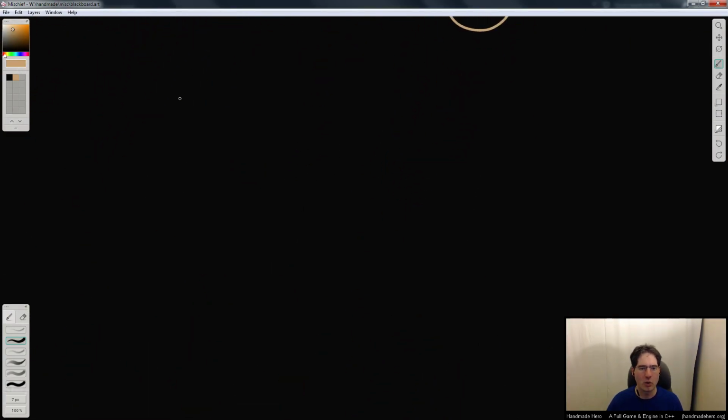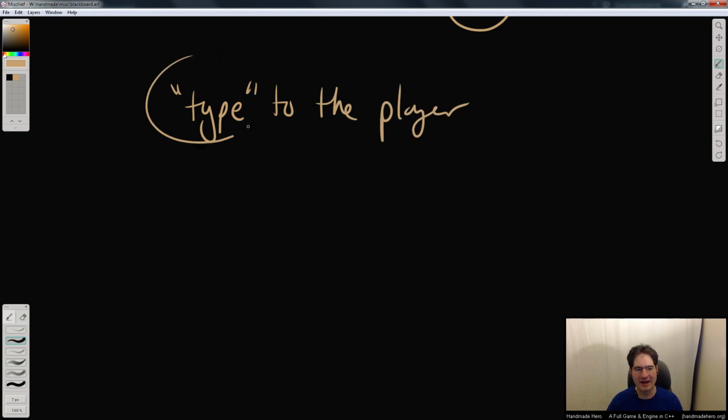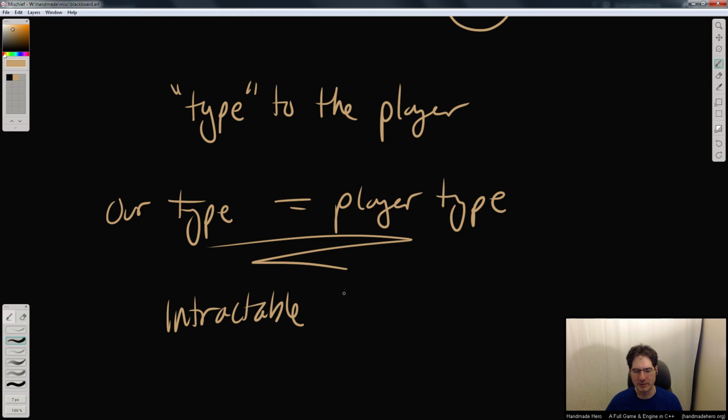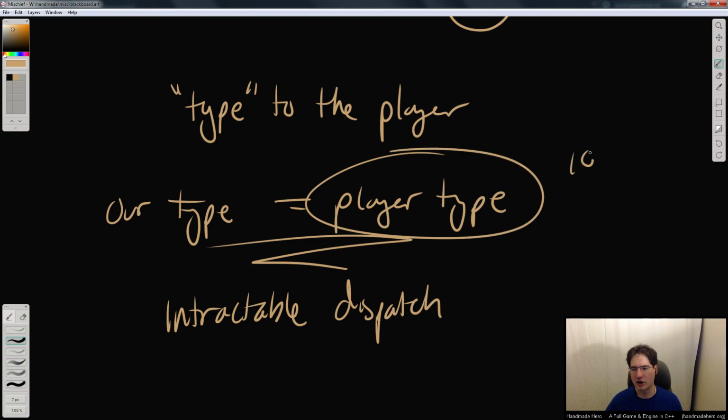So the question is, what is a type to the player, right? So what does the player think of as a type? If our type in the code equals the player's type in their brain, that is where we have what I would consider an intractable dispatch problem. Because if we want the player to think that there are 100 different monster types and 50 different swords, right? 50 swords and 100 monsters, then now we have 5,000 different ways that swords can hit monsters, and we're in bad shape, right?